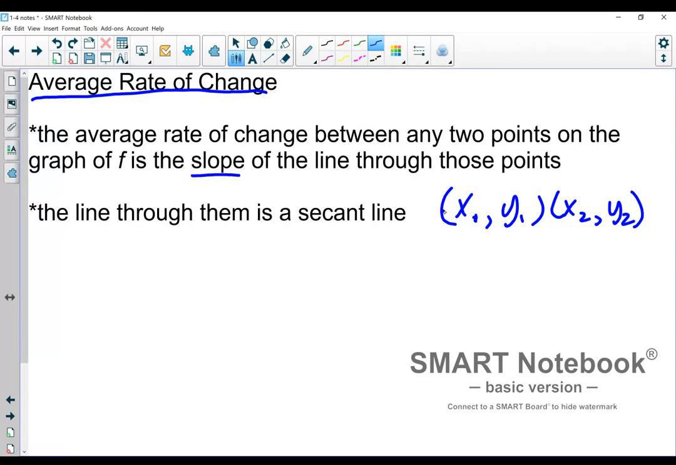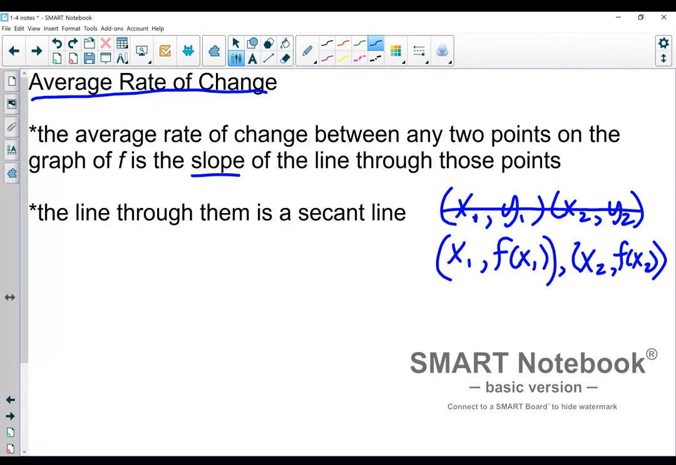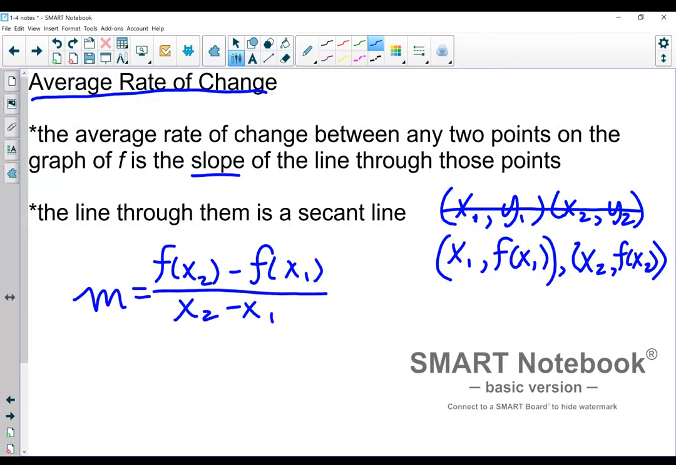But now, because we're really using function notation, we have x1 and then f of x1. We have x2 and f of x2. So we're doing the same kind of thing, but we're going to start out with x, and we're going to have to evaluate our function to find the y. And so our slope formula, just like before, it was y2 minus y1. Now we'll have f of x sub 2 minus f of x sub 1 over x2 minus x1.